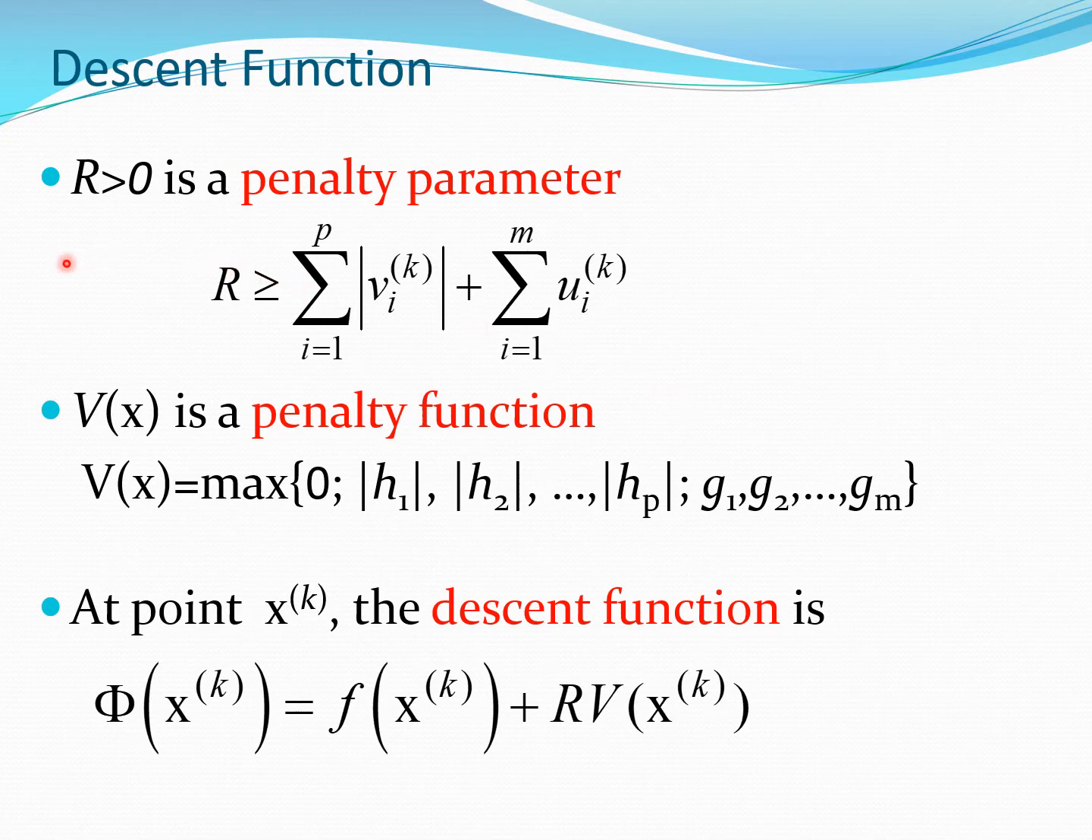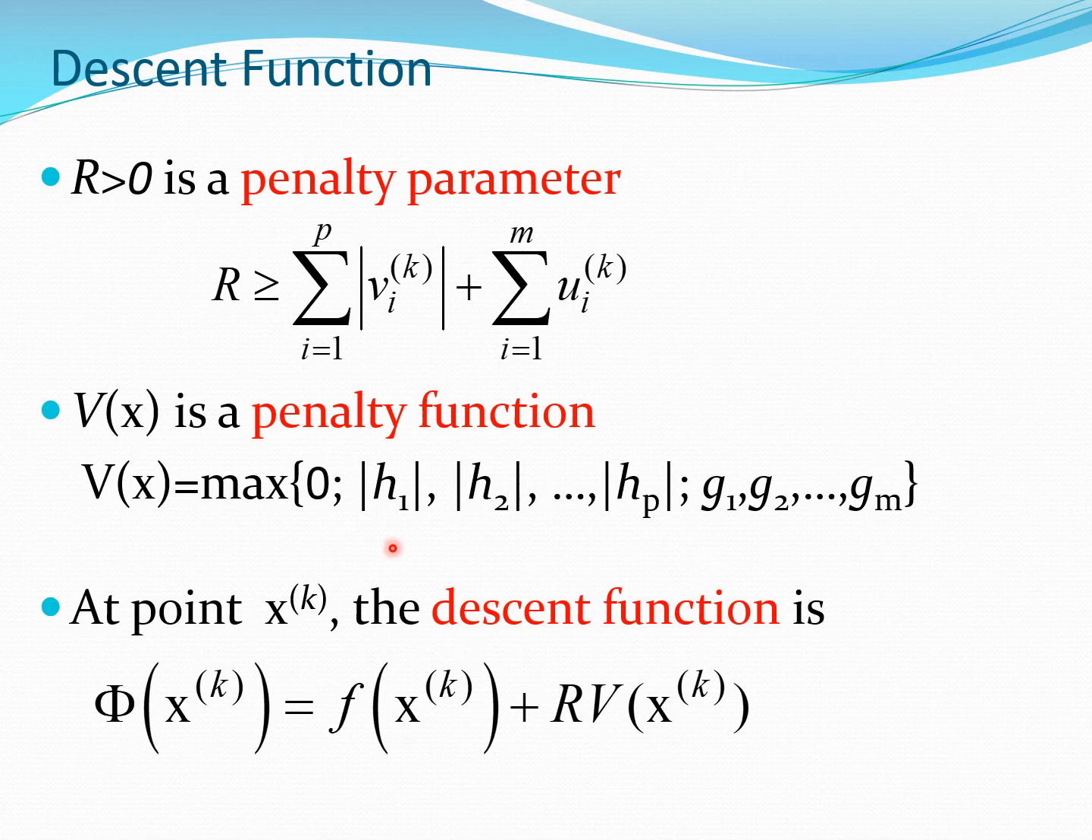Now let us look at some of the terms which were there in that descent function. So the first term was r is greater than 0, and that is a penalty parameter, and it is essentially defined as follows. If we have a substantially large value of r, then it would be a value which would satisfy this particular expression. V of x is a penalty function, and so it can be defined as follows here. So here you can see that this is going to be the maximum violation of the constraints.